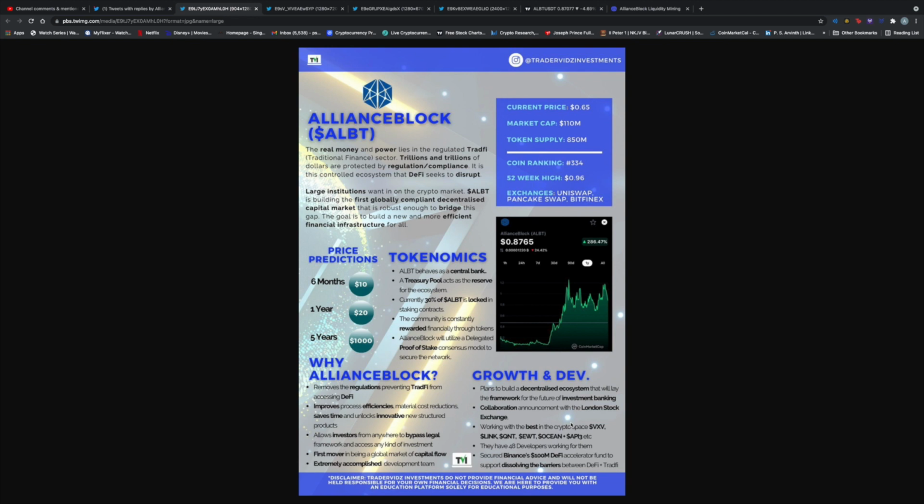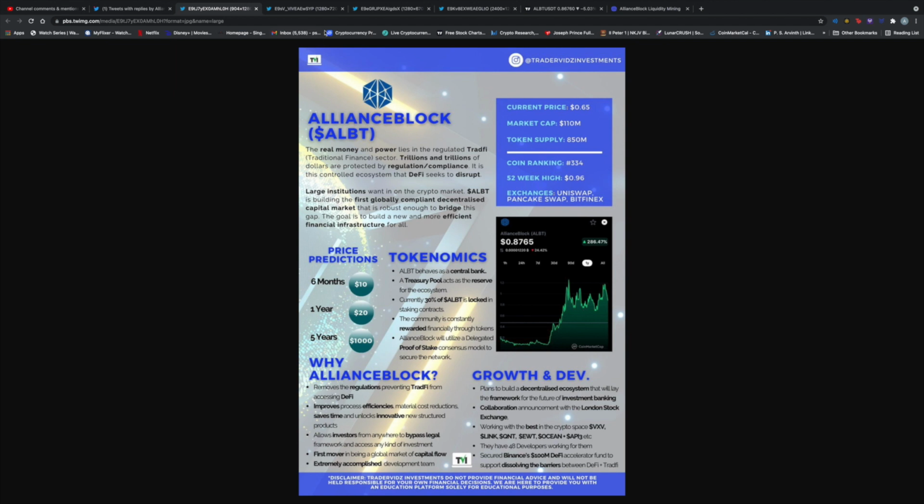You know, that's a $1 trillion market, so we can be looking at that even. So it works with the best in the crypto space, where Vector Space, Link Quant, Energy Web Token, Ocean Protocol are the house favorites for people who are quant-minded. They say people who love Quant, people who love Vector Space, they love Alliance Block. And also the Link Marines, right? They also are in favor of Alliance Block. Now they have 48 developers working for them, secured a Binance 100 million DeFi accelerator fund to support dissolving the barriers between DeFi plus TradeFi.